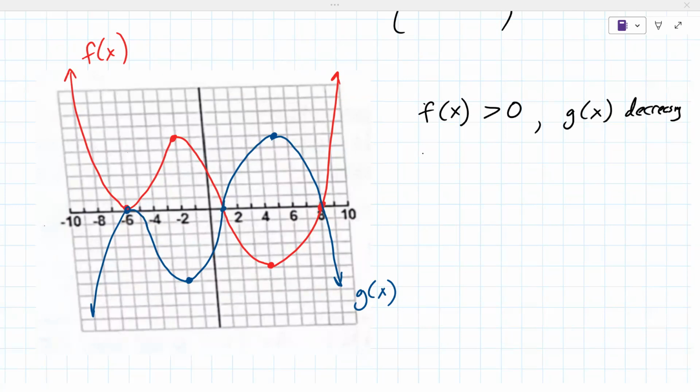G of x is decreasing. Negative six, negative two, one, negative.